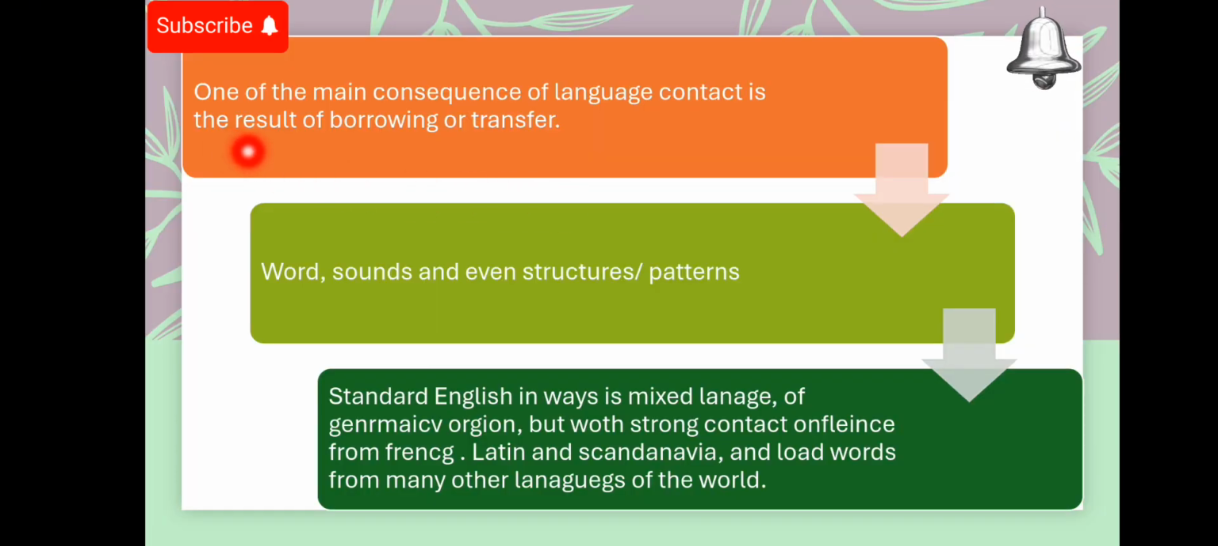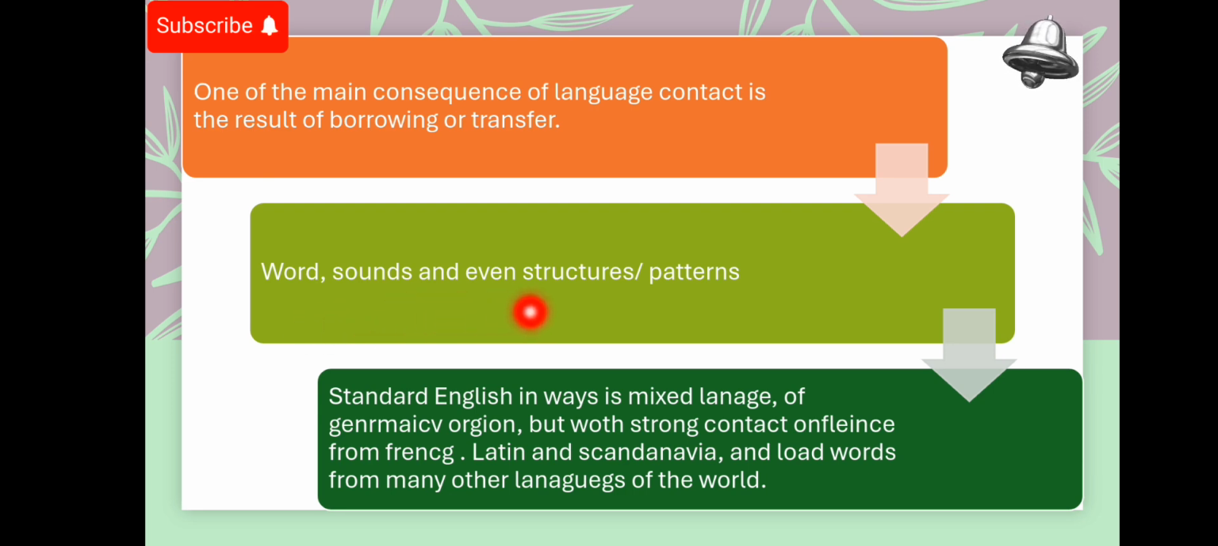Now, one of the main consequences of language contact is the result of borrowing or transfer. So we borrow or we transfer words from one language to another. Sometimes we borrow a word from Urdu and we insert it in the English language. And sometimes we borrow or transfer a word from English and we insert it in Urdu or Pashto, because the word might not exist in our language. Or this might be the invention of that culture. So we borrow a word from that language and we insert it in another language.